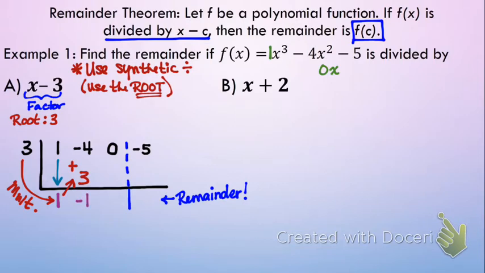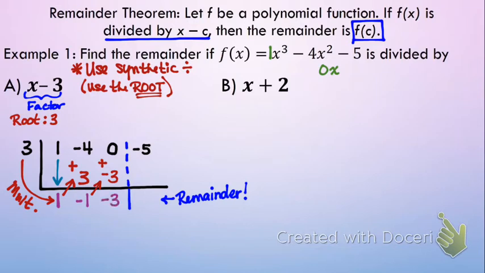And then I repeat the process. I'm going to multiply my root to that new coefficient. So I have 3 times -1. That would give me -3. And I add it to the coefficient above it. 0 plus -3 would give me -3.